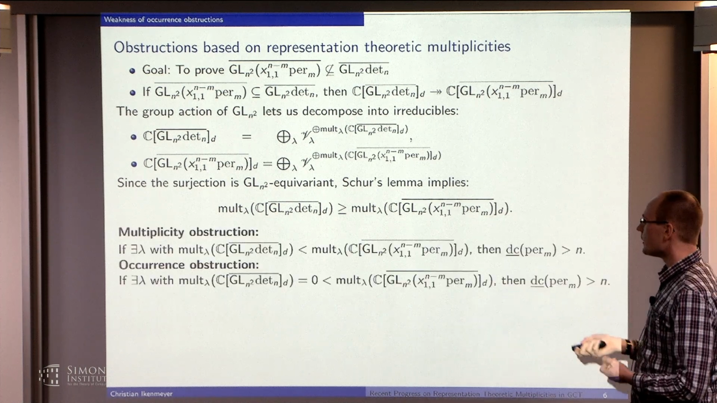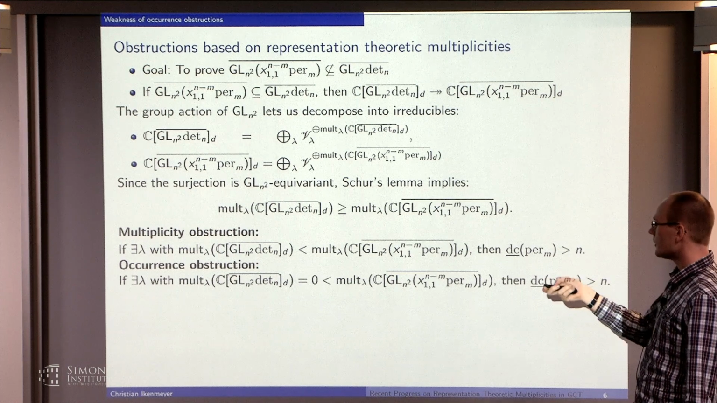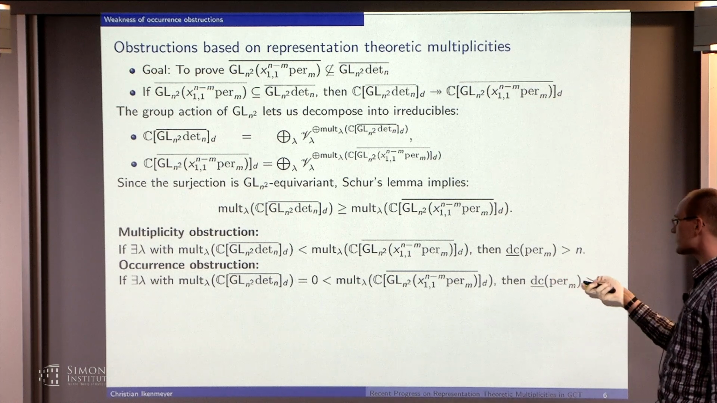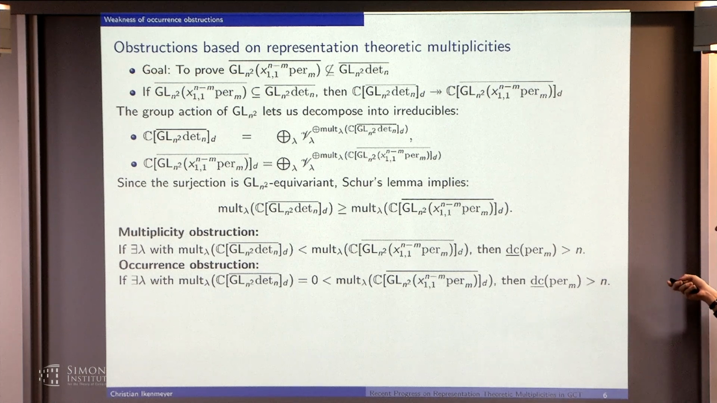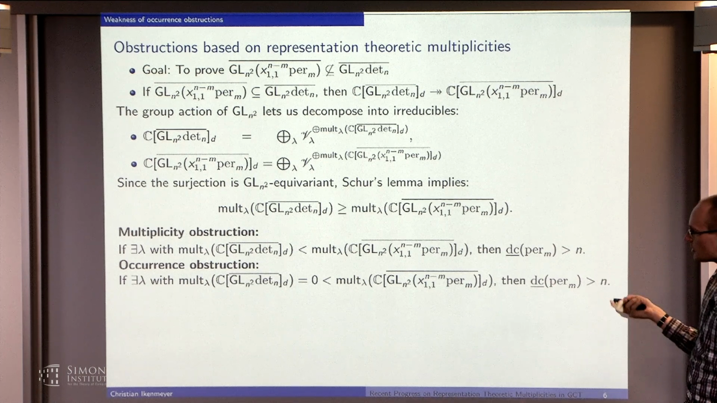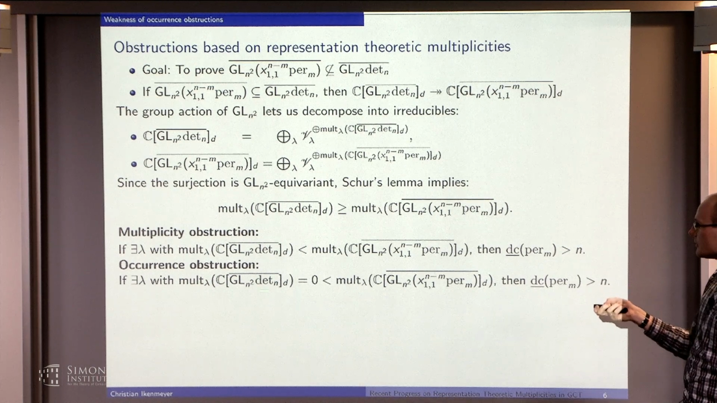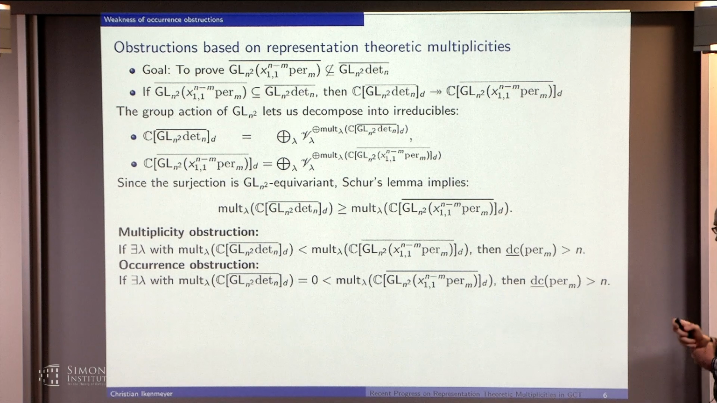Therefore, if you find some lambda where the multiplicity on the determinant side is strictly less than the one on the permanent side, that gives you a lower bound on the determinantal complexity of the permanent. And this is called a multiplicity obstruction. And if you find this being 0 on the determinant side, then this is called an occurrence obstruction.